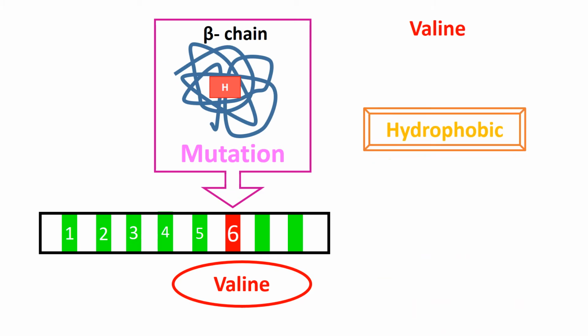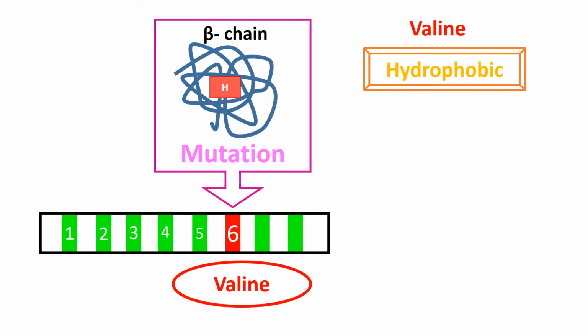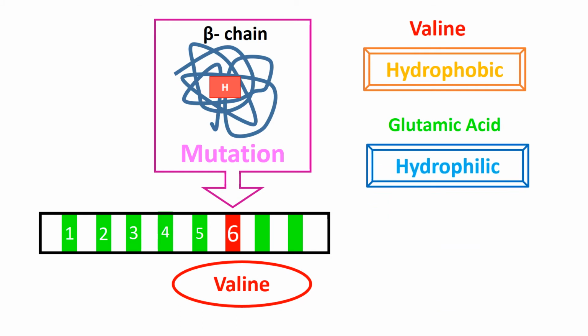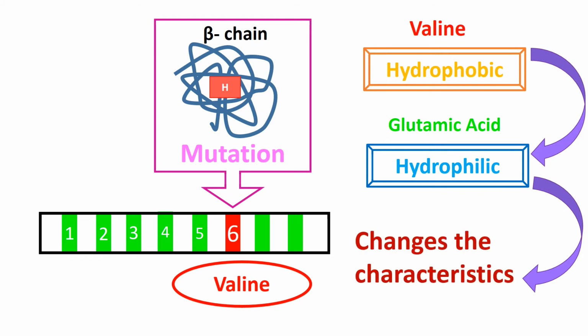Valine is hydrophobic: hydro means water, phobic means fear or repel. And glutamic acid, on the other hand, is hydrophilic: hydro means water again, and philic means like or attract. Since a hydrophobic amino acid replaces the hydrophilic amino acid, it changes a lot of character, hence giving the name non-conservative mutation.